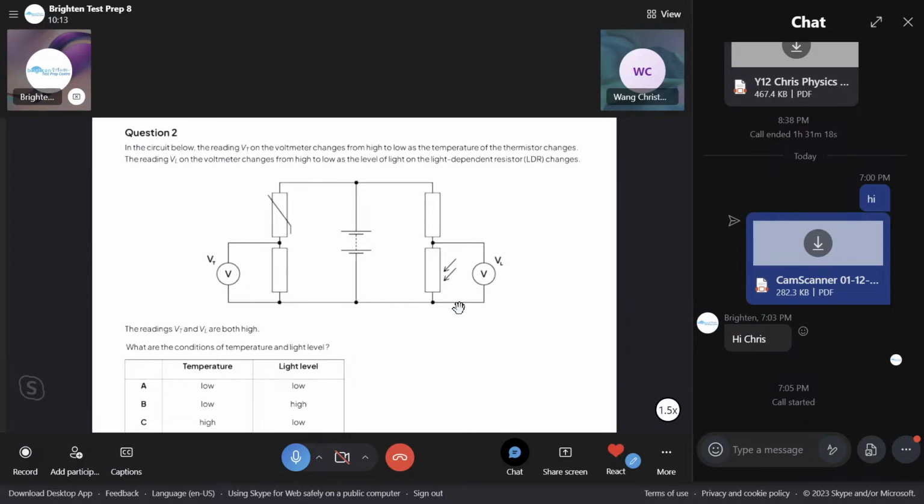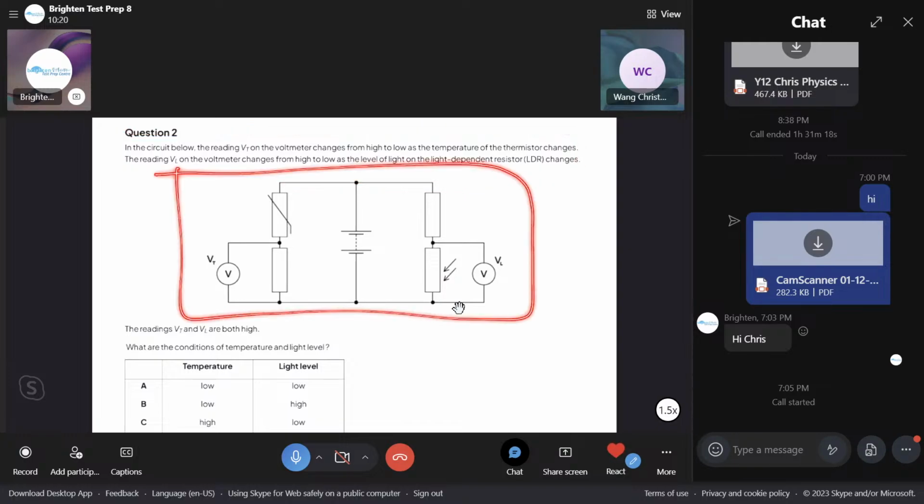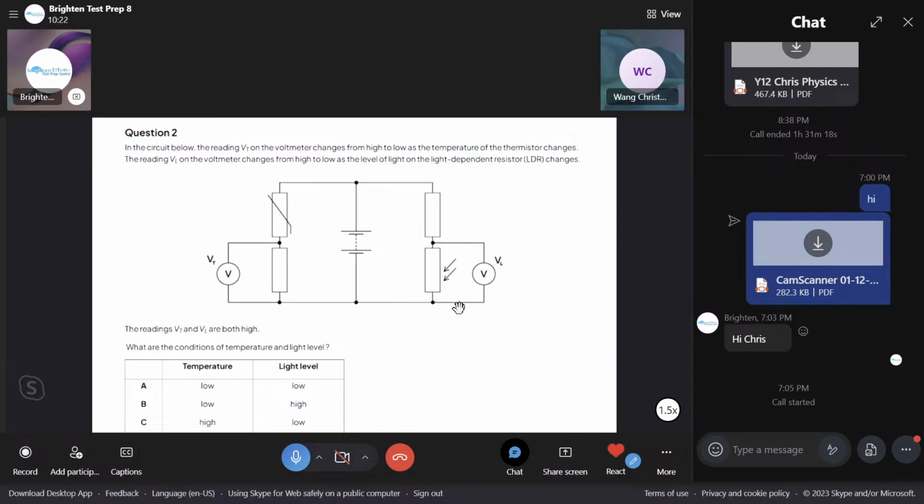So sometimes there's a lot of writing, then there's a comparatively complex circuit diagram. But in the end, it's actually a simple, straightforward question, right? Both are high. Now, what does that mean for the temperature and the light level? To some degree, I'm exaggerating. This is a bit not really needed.